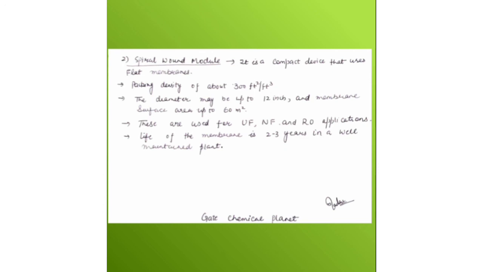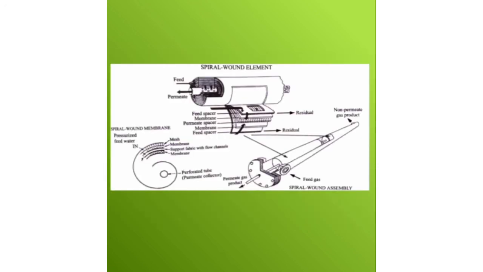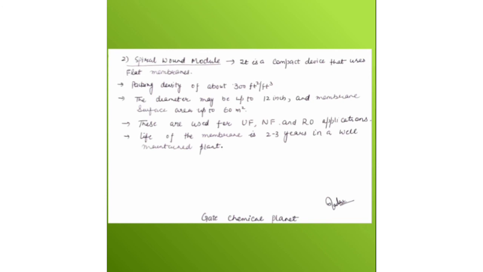A spiral wound module is a compact device that uses a flat membrane. Packing density is about 300 feet square per feet cube. The diameter may be up to 12 inches and the membrane surface area up to 60 meter square. So this is the diagram showing the spiral wound element. These are used for ultrafiltration, nanofiltration and reverse osmosis applications.